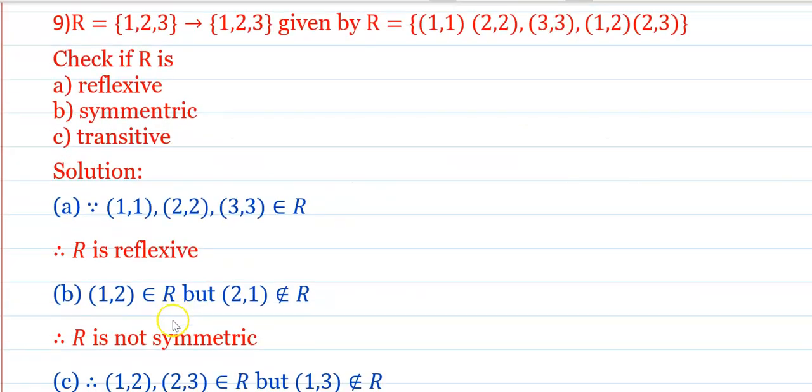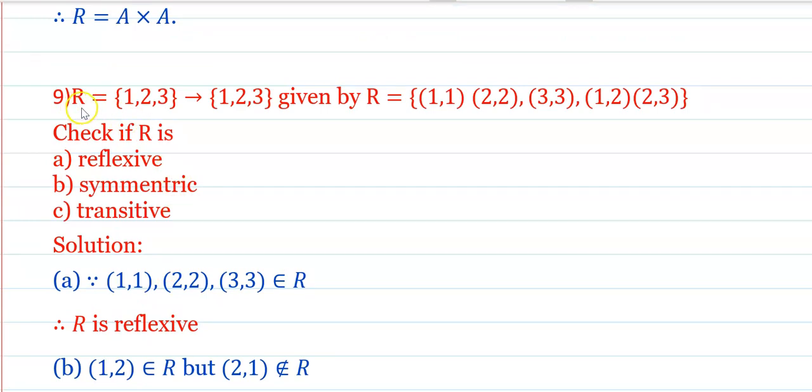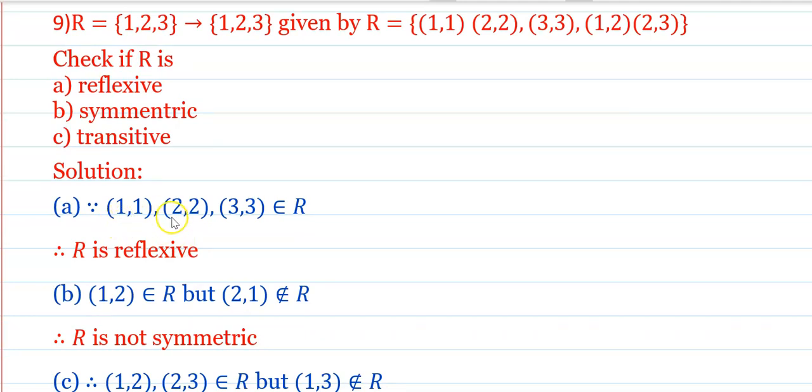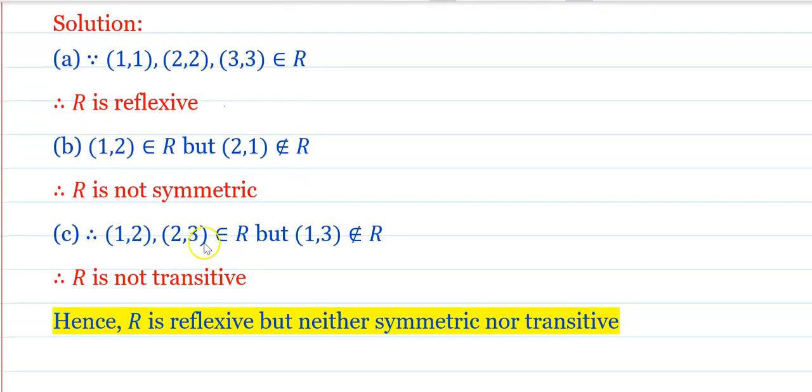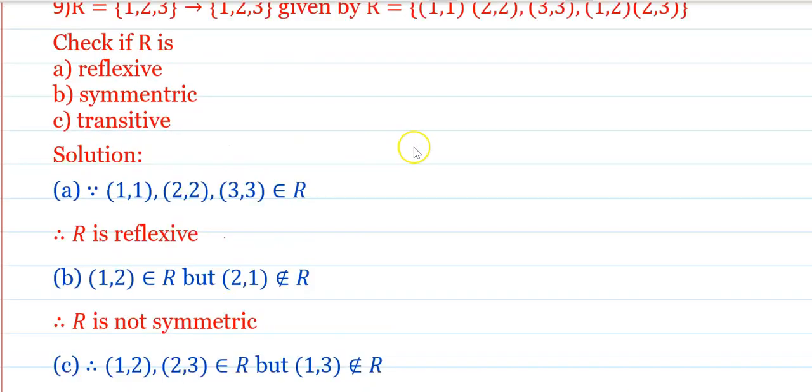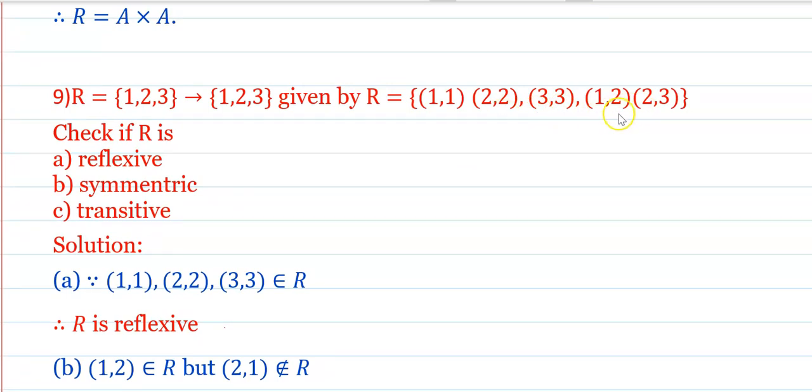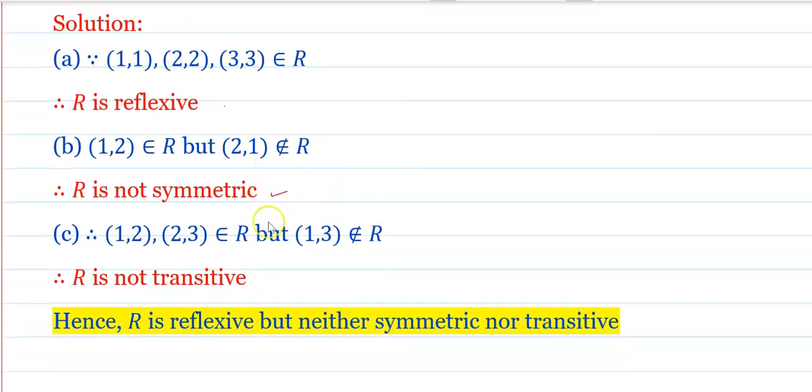Okay. Now the next question number 9: R is a relation on {1, 2, 3}, and that relation is given by {(1, 1), (2, 2), (3, 3), (1, 2), (2, 3)}. Check if R is reflexive, symmetric, transitive. Okay. Now see, (1, 1), (2, 2), (3, 3) belong to R. It's clear that R is reflexive. Next, (1, 2) belongs to R, but (2, 1) does not belong to R. There is no (2, 1). Okay, and therefore it is not symmetric.